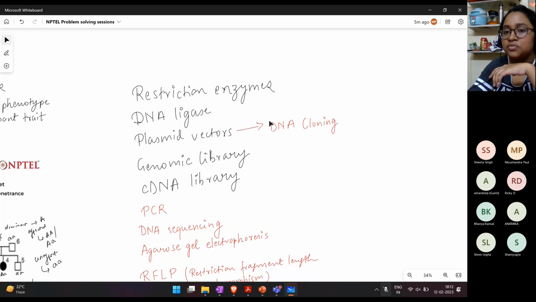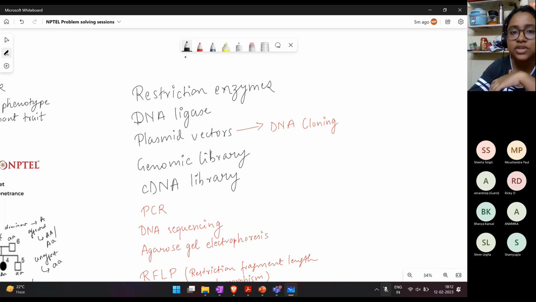So they are very useful for the process of DNA cloning. So what is DNA cloning? What happens is that you take a gene of interest from a particular organism, and you want to make several copies of it and keep it with yourself in a stable form. So people then ligate that gene of interest into the plasmid vector.